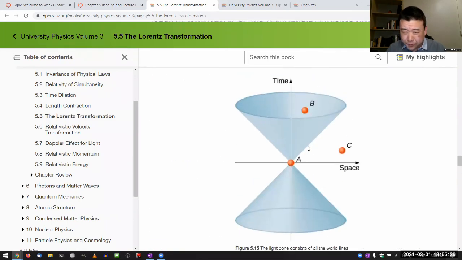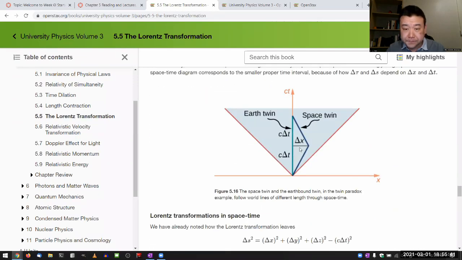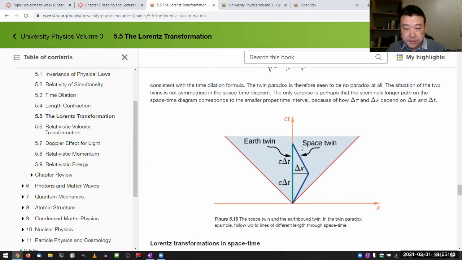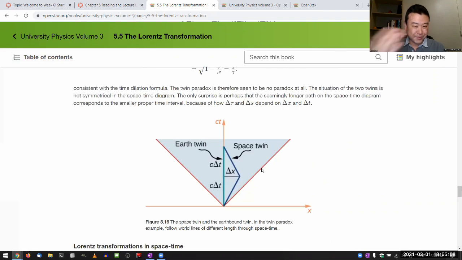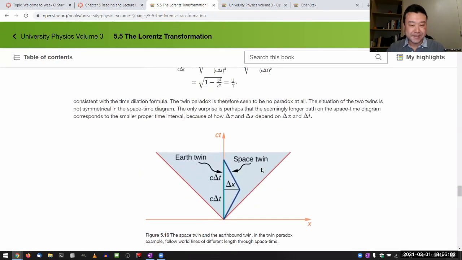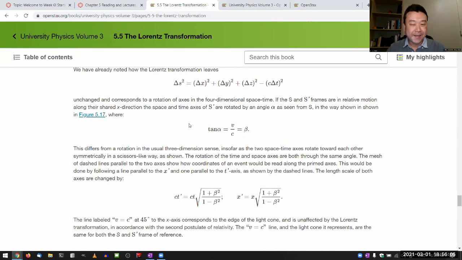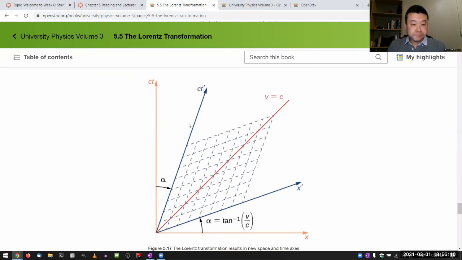This is an example of a space-time diagram, but I don't think that's quite it. So section 5.5, which we cover next week, is where you will see space-time diagrams illustrated and used in the textbook. This is where they use it to explain the twin paradox. And yeah, this is the picture I love.